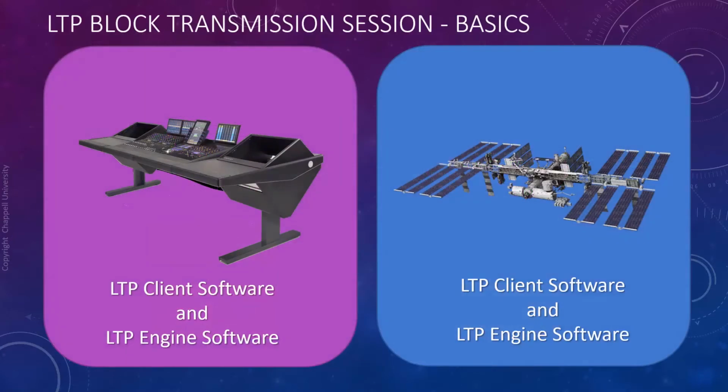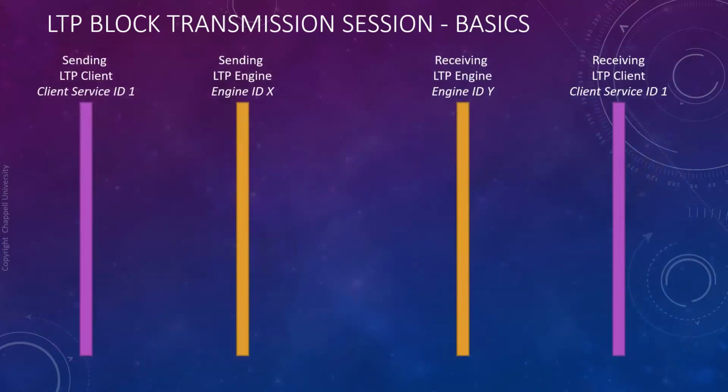In this example coming up, I'm going to use this idea of a command station on Earth talking to the International Space Station. The command station would have the LTP client software and engine, and the International Space Station would have a computer system with the LTP client software and LTP engine software as well. The way that I'm going to show it to you is based on what you will see out of the CCSDS Blue Book. And we're just going to build on this as we go through this presentation.